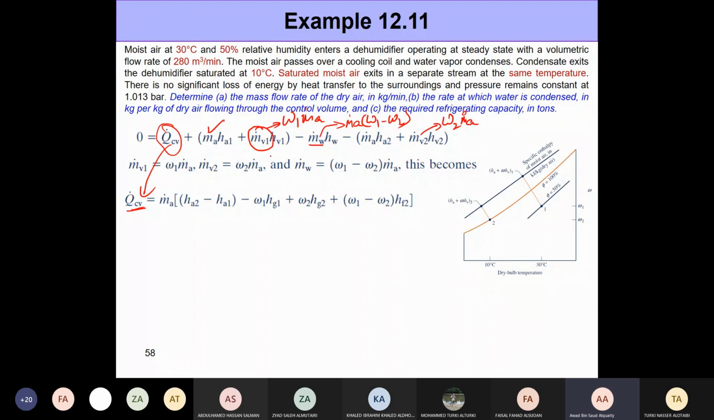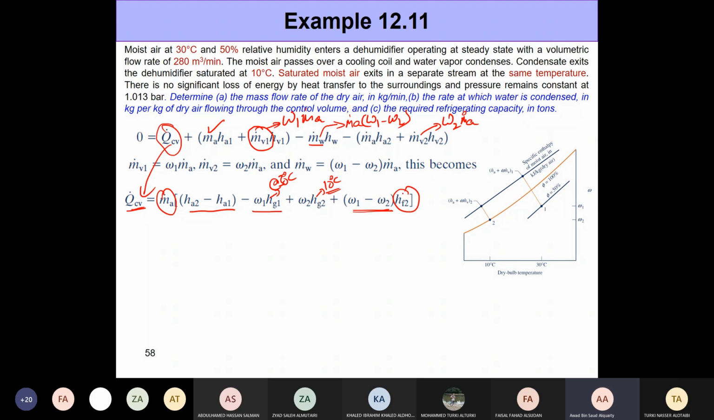Since m dot a is common across all the three terms, you take m dot a out, and then you can arrange the terms to bring similar terms together. So you have Ha2 minus Ha1, the change in enthalpy of the air, minus omega 1 times Hg1. Hg1 is basically enthalpy at temperature 1, 30 degrees Celsius. Then you have plus omega 2 times Hg2. This is at 10 degrees Celsius. Plus omega 1 minus omega 2 times HF2.